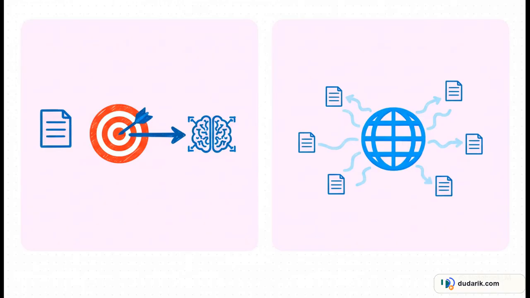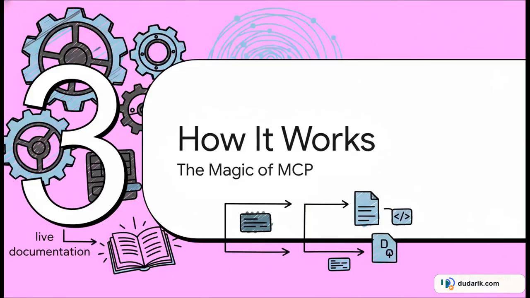Now, you've got two main ways to use it. If you're doing a deep dive on a specific project, you use the specific repository URL. That makes your AI an expert on that one library. But if you're just exploring, you can use the generic server, which lets the AI figure out which repo to look up based on your question. Super flexible.